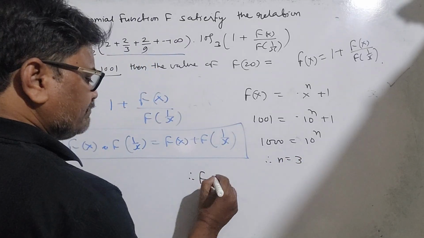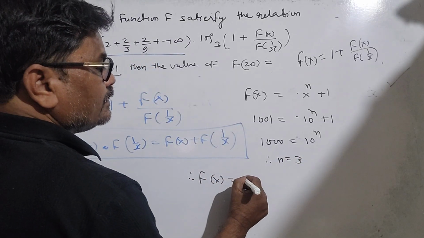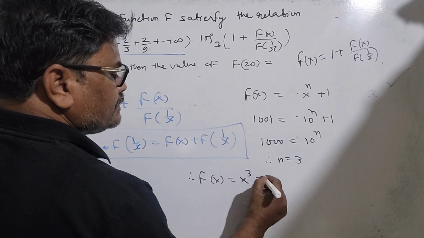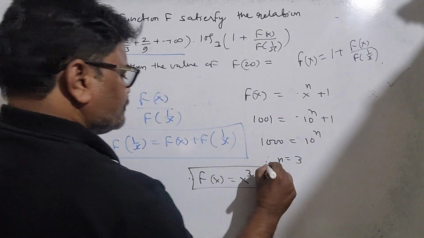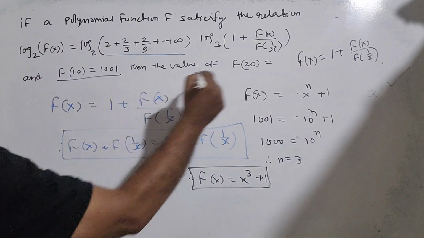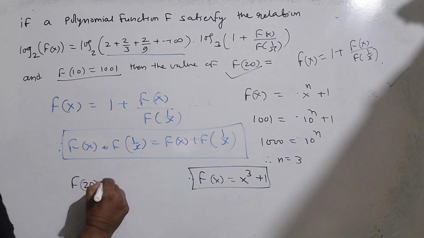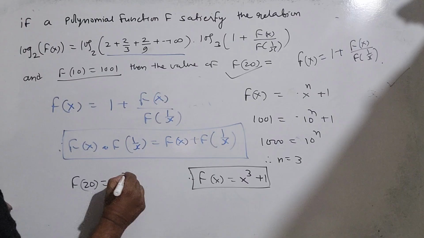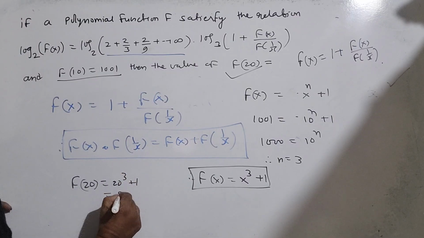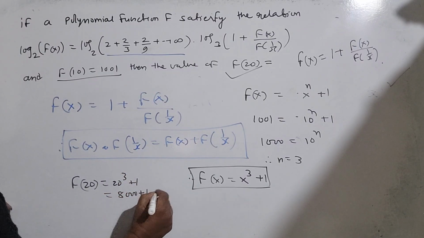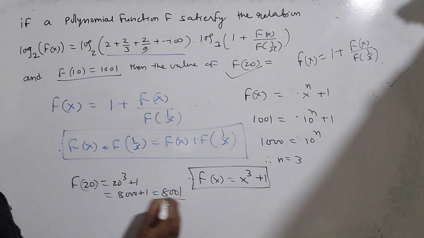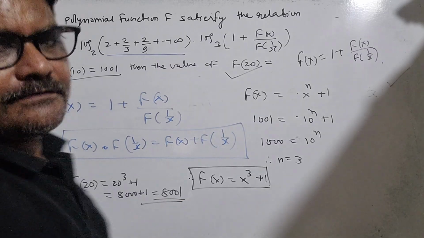Finally we are having f(x) equal to x to the power 3 plus 1. Now you can find out whatever they have asked. They are asking about f(20). So f(20) equal to 20 to the power 3 plus 1. So 8000 plus 1, finally 8001 will be your answer.